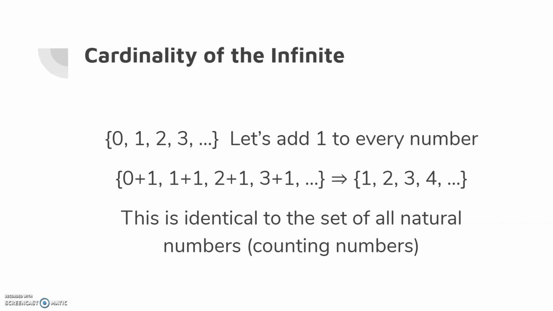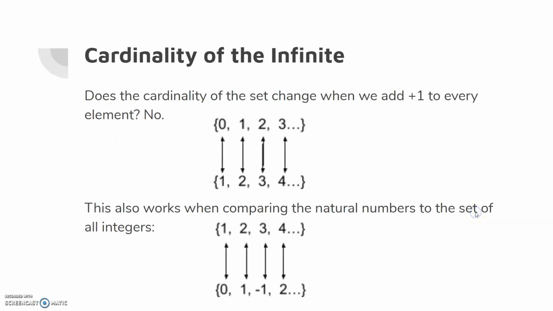Now let's do something slightly off topic and mess with the set of all whole numbers. So here's a set of whole numbers, 0, 1, 2, 3, 4, 5, 6, 7, 8, and so on. Now let's add 1 to every number. So we have 0 plus 1, 1 plus 1, and so on. And we get the set 1, 2, 3, 4, and so on. This is identical to the set of all natural numbers, or the counting numbers, just starting from 1 instead of 0. Now, does the cardinality of the set change when we add 1 to every element? No, it doesn't. We changed every element, but we didn't change how many of them there were.